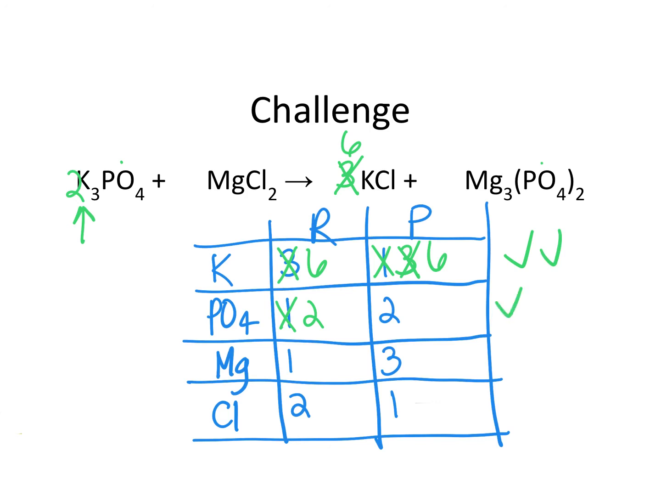My PO4s are good. Looking at my magnesium, they're still unbalanced. So my magnesiums, I've got 1 over here, so I need to make this 3. 3 and 3, that's balanced. Now looking at my chlorines, I've got 6 over here and 6 over here. We're all set. This is my final balanced equation.